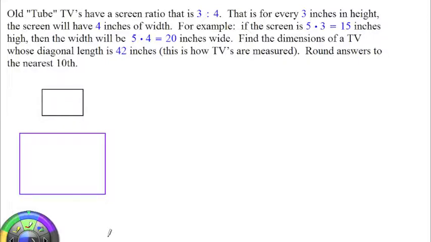So all TVs are measured with diagonals, the diagonal length of a TV. So if this is a 3 to 4 inch TV and we double its size, then this side is going to be 6 and this side is going to be 8. So what we need to do is come up with a scaling factor. In this case, I'm going to say x is equal to 2. If x is equal to 3, it would be a 9 by 12 and so forth and so on.